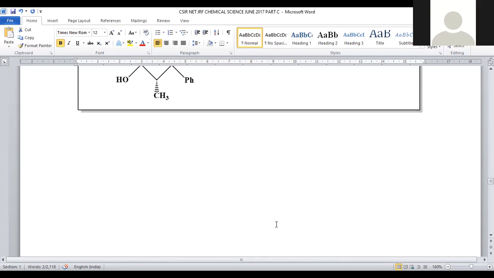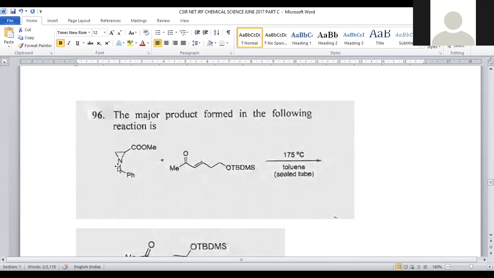Let us move on to question number 96. Here, a 3-membered ring system was given. On nitrogen, we have a benzyl functional group. The chain will be ester. Now it is treated with an alpha beta unsaturated compound. Alpha beta unsaturated system was treated here, and both will be reacted at 175 degrees centigrade in non-polar toluene solvent in a sealed tube. Okay, so in a sealed container, we are going to treat these two at elevated temperature.